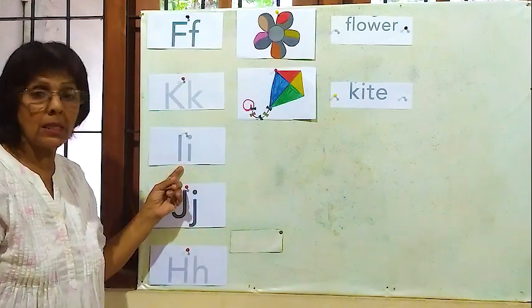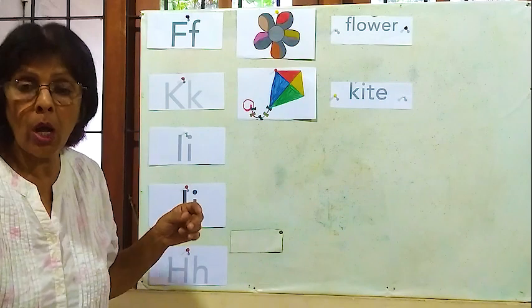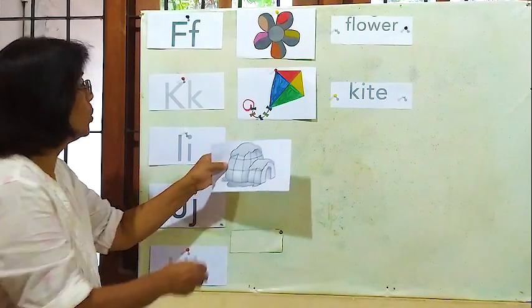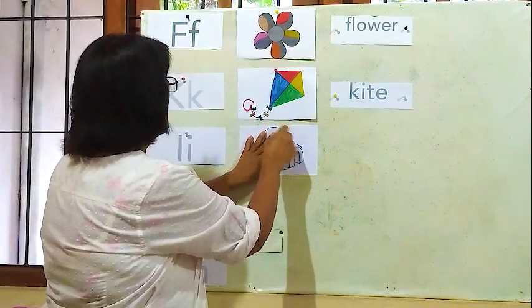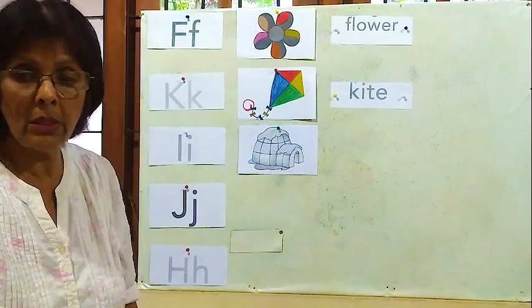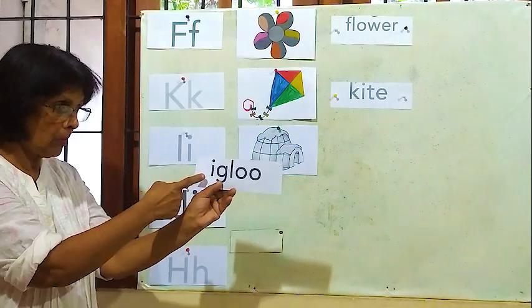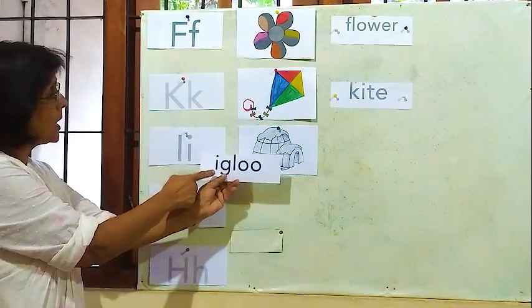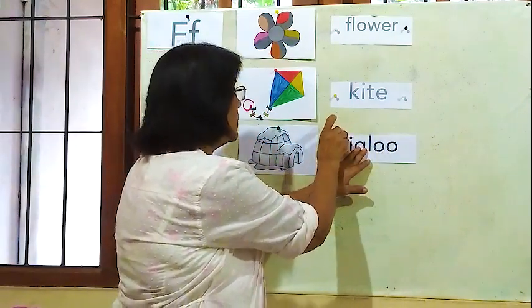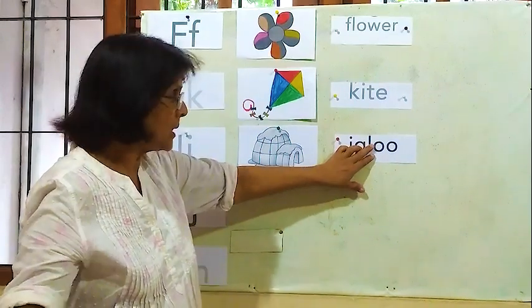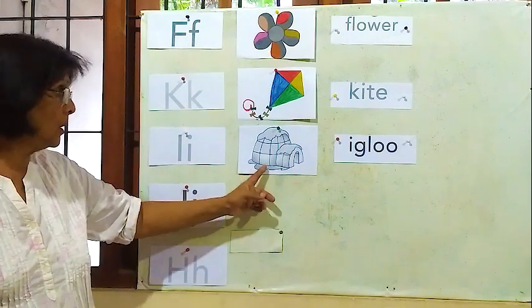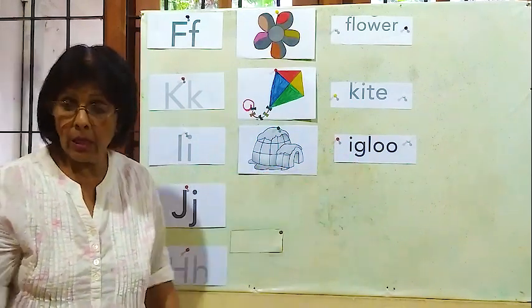Now here the letter I. I for igloo. What is it? Igloo. Here the picture, igloo. Alright, now I will find the word here, igloo. Remember, the first letter here is I. I for igloo. Here the word, and the first letter is I. Igloo. I for igloo and the word here, igloo.